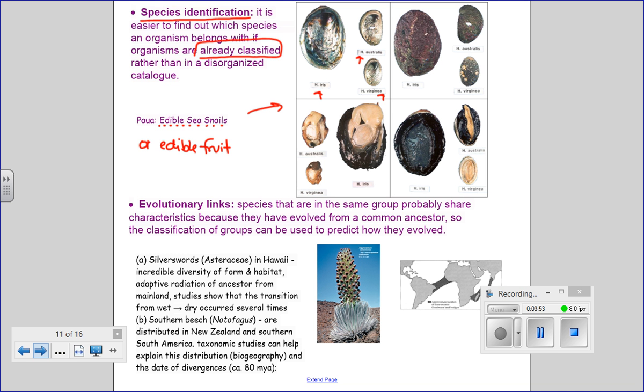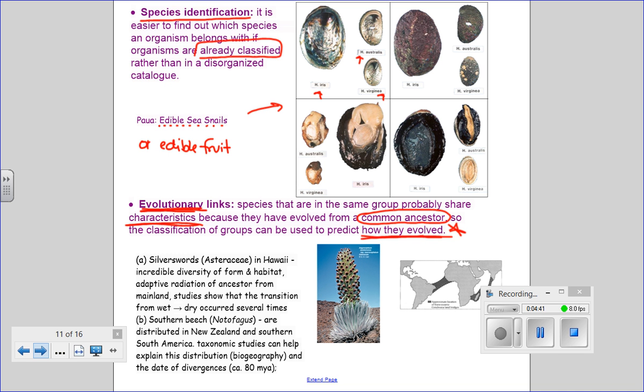Now the third reason that we would want to classify organisms is because of evolution, and we've already talked about evolution at some great lengths. Species that are in the same group probably share characteristics because they have a common ancestor. So one of the things that you'll see is that it's very probable that each group of organisms that we classify is based on the idea of a common ancestor. Now we're classifying organisms based on characteristics that they have, but our idea is that organisms share characteristics because they have a common ancestor. And we might be able to use classification to give some distinction on how they evolved.